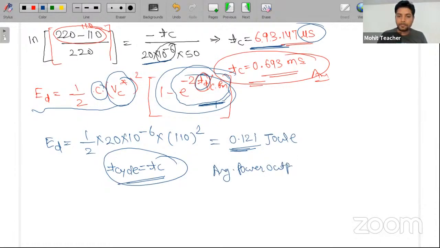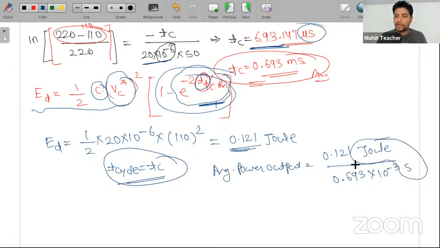output will be equals to ED, that is 0.121 joule, okay, upon this is just put in second, so this will be like 0.693 into 10 raised to power minus 3 second. So this joule per second will become watt, okay, and this 10 raised to power minus 3 is below, so when you take it up it will become into 10 raised to power 3, okay. So this that is in watt, and this 10 raised to power 3 will become kilowatt, okay. So when you calculate this, Somaranjan, that is 0.121 upon 0.693, calculate this.